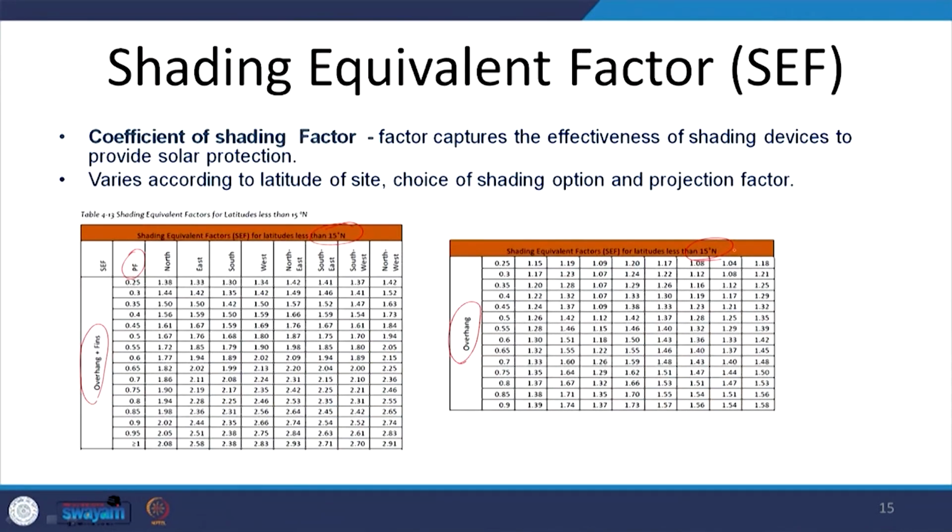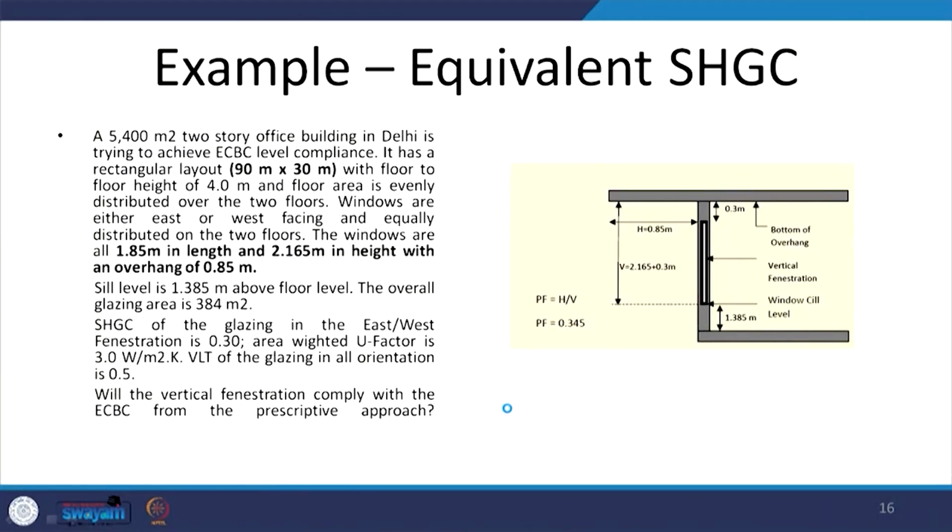Then for different latitudes, these tables are available in ECBC based upon the latitude, the projection factor, the type of shading device and the orientation. 8 orientations have been taken. The SEF can be picked up from the tables given in ECBC. Once we have picked it up from the table, here we are taking a quick example again.